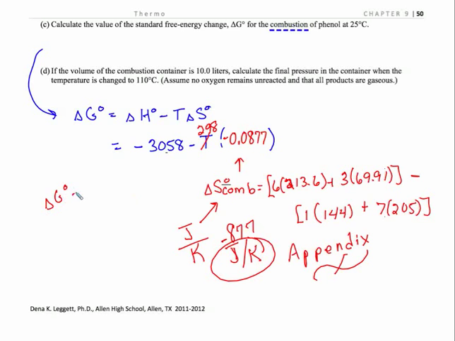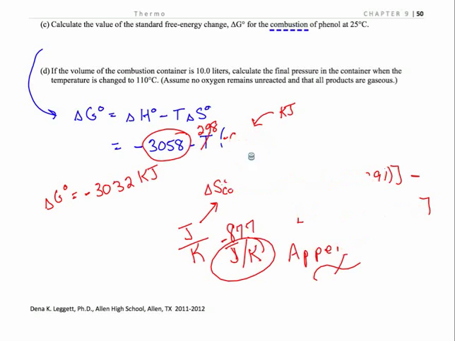So if I plug all that in, I get a delta G naught equal to minus 3032 kilojoules. Okay, so be careful, common mistakes. You've got to get that into kilojoules. And the other common thing I've seen on this question is grabbing the wrong delta H value from the prior questions. Okay, now let's do D.